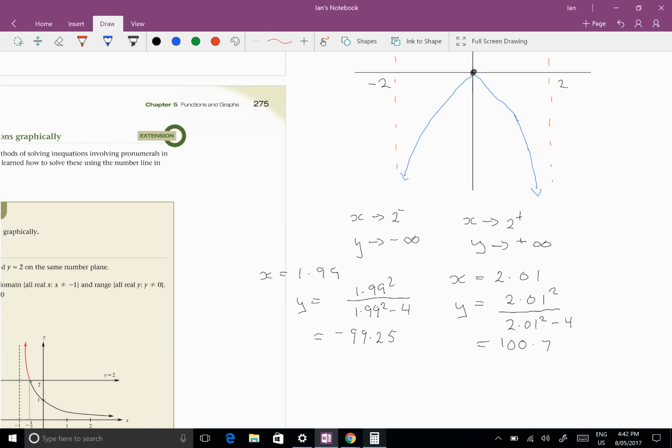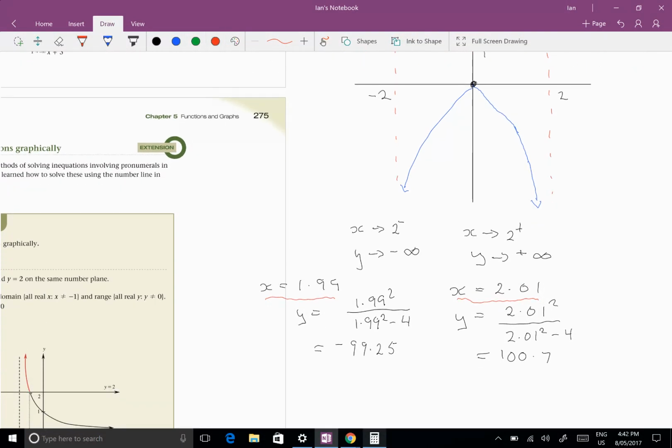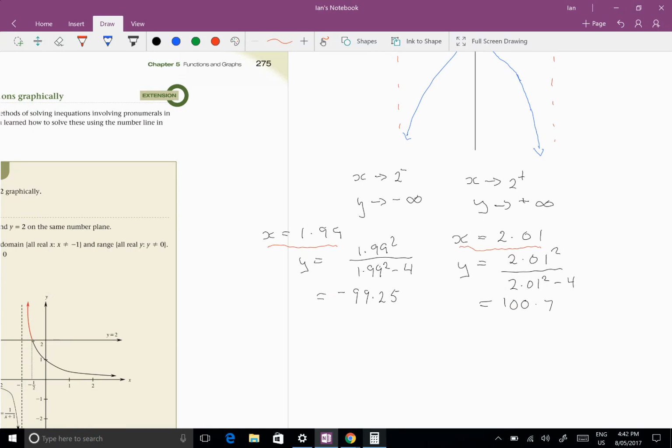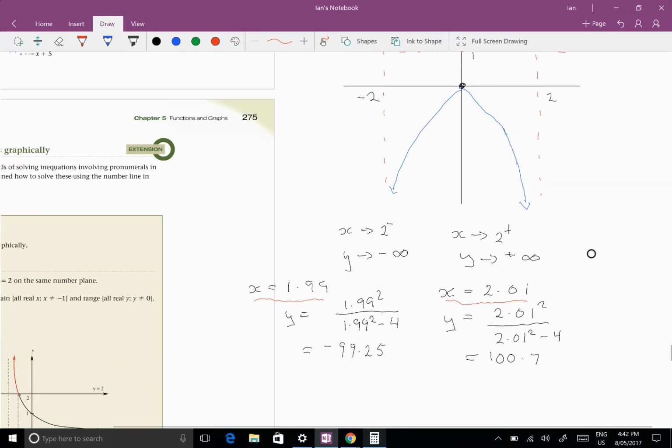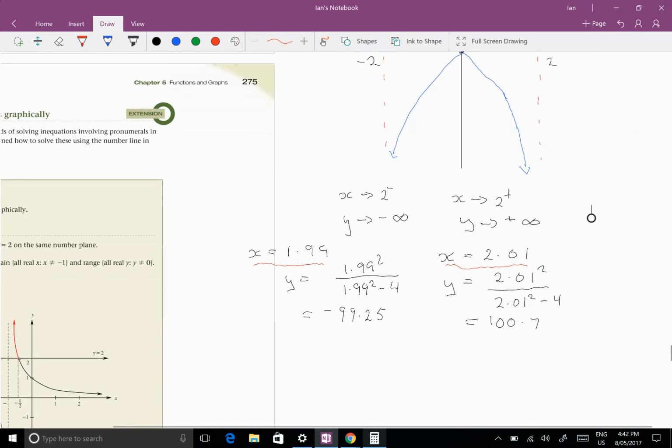And then I found out what happened as x approached 2, that's not negative 2, that's 2 from the negative side, so 1.99, and 2 from the positive side, so 2.01. And I found that when I approached from the negative side, it was getting further and further down, negative 99. And when x approached 2 from the positive side, it got bigger and bigger. We got 100. So there we go. And you should be right to go and do a couple more.